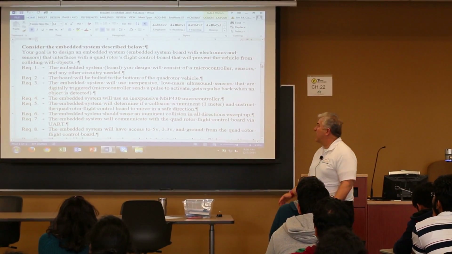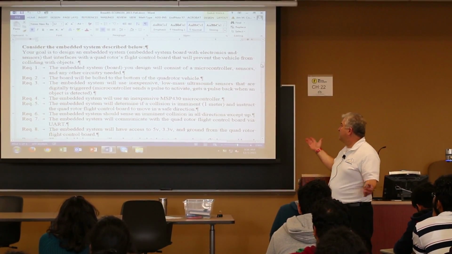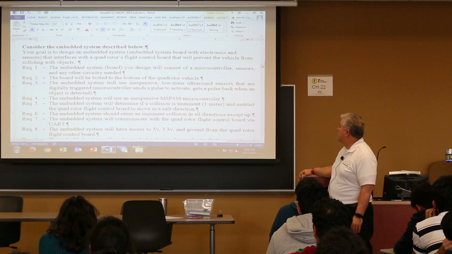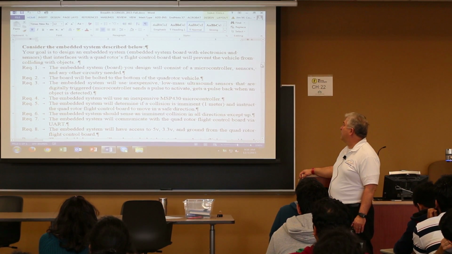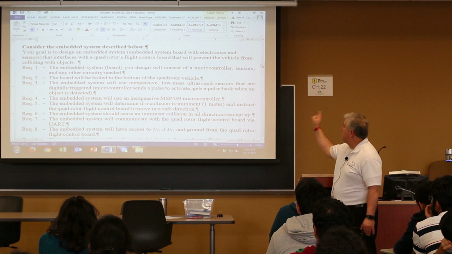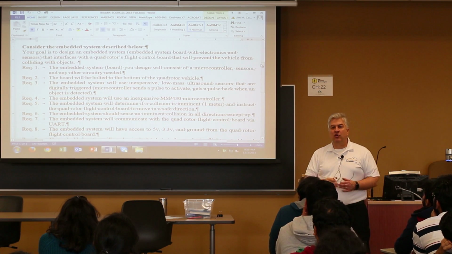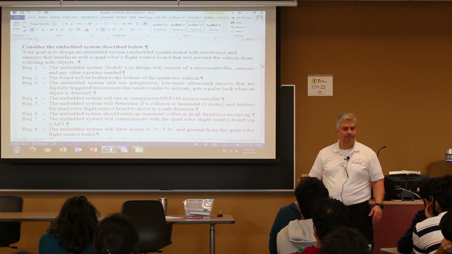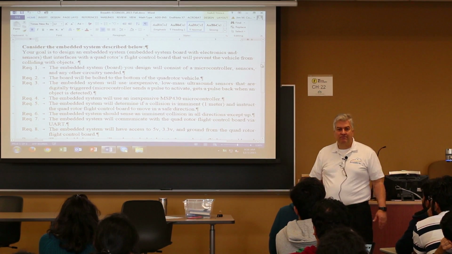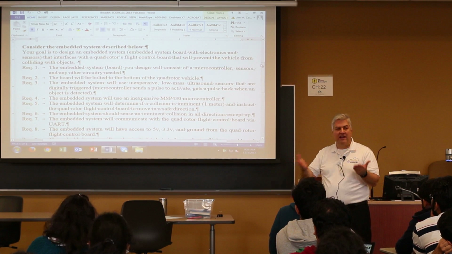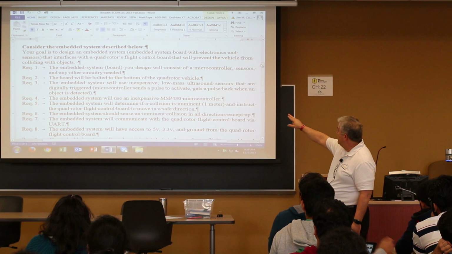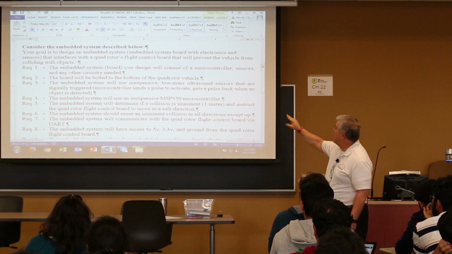Your goal is to design an embedded system board with electronics and sensors that interfaces with a quadrotor's flight control board that will prevent the vehicle from colliding with objects. So that individual sentence alone says you're going to create a board that interfaces with another board. Easy enough, right? So you understand if I say a board, and what is the function of this board? Prevent the vehicle from colliding with objects.